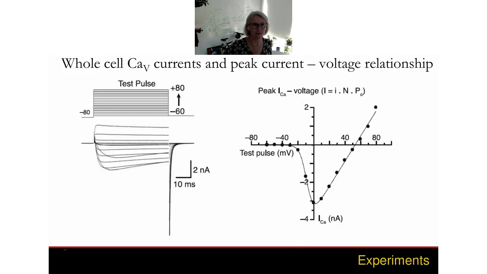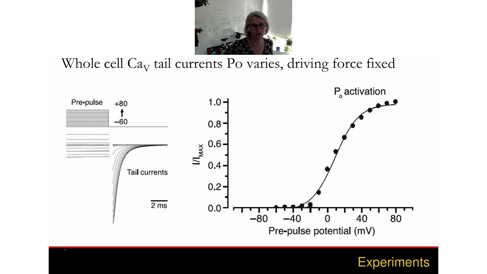Let me just go back a second. During this pre-pulse, you can see the current gets bigger and bigger, but the peak current starts to get smaller and smaller. And that's because channel open probability is increasing, but the driving force is decreasing. So if one just looks at the tail current at a given value, you can measure the current just at the point before the channels start to close, and the peak of the tail current gives you a really beautiful measure of the channel open probability at these different pre-pulse potentials. And the key thing here is that the tail currents are measured at exactly the same voltage, so the driving force is the same all the way through.